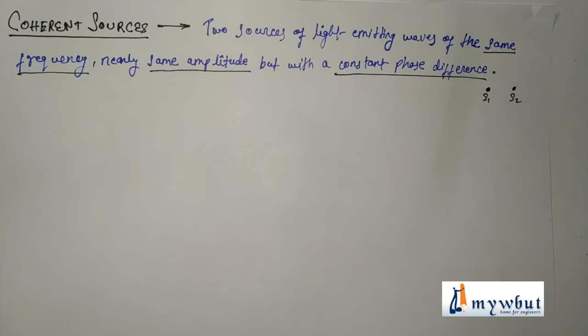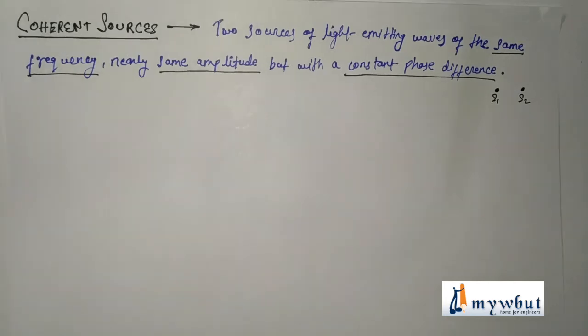So what we do to get coherent sources, we usually use a single source and divide it into two parts by the division of wavefront or by the division of amplitude. So we can follow two methods to get two wavefronts, that is division of wavefront or division of amplitude. There are two methods. From examination point of view, only the definition and the purpose or the experiments in which these methods are used are important. So let me write down those for you.